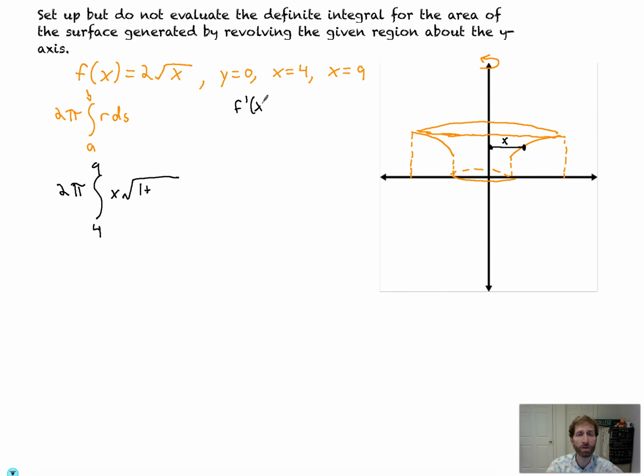We found f prime before, so f prime of x is equal to, well, now that's going to be 2 times, this is x to the 1/2. So the 1/2 is going to come out, x to the negative 1/2. The 2 and the 1/2 cancel, leaving you with x to the negative 1/2. All right, so that's x to the negative 1/2, all of that squared, and then that's going to be dx. And you can leave it like that. That's setting up and not evaluating. Again, I want to be very clear.